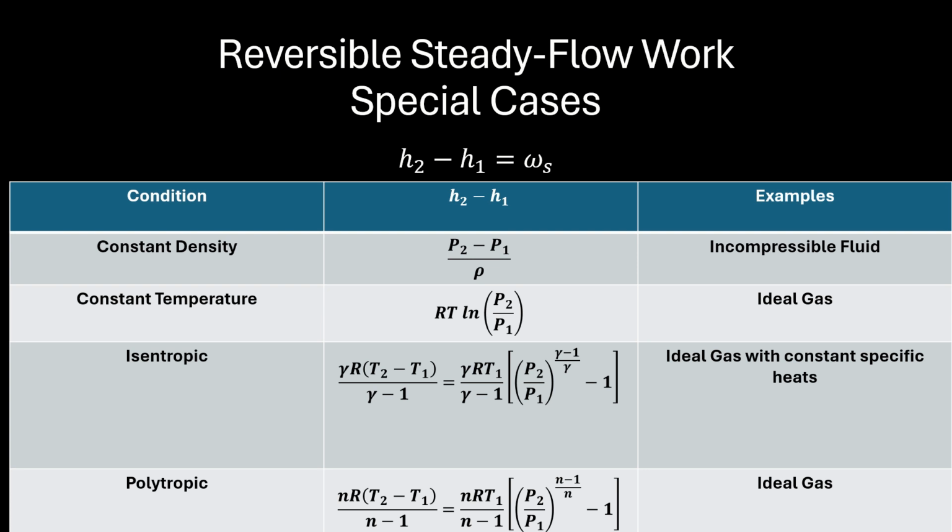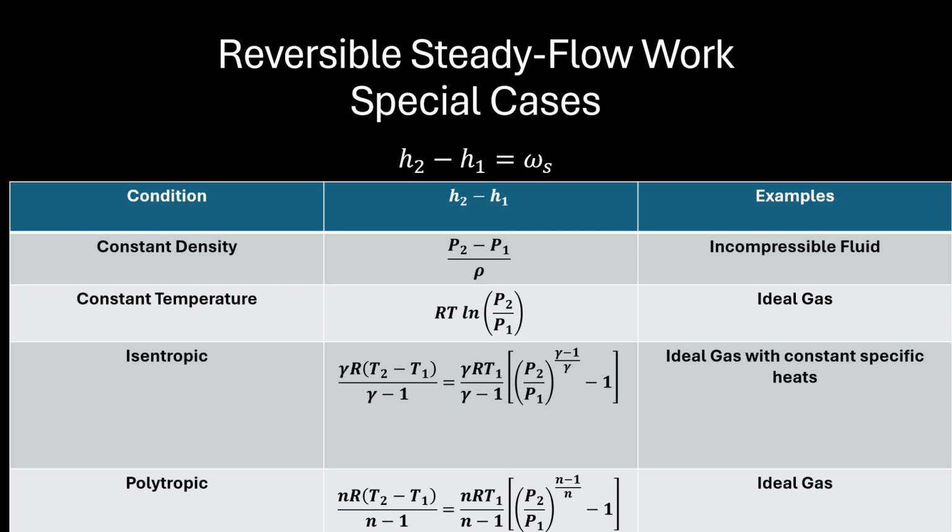let's say you only have the initial temperature, but you have both pressures at the beginning and the end, well, then you can instead use this equation where the specific work, or the difference in specific enthalpies, is gamma times R times the initial temperature divided by gamma minus 1, all multiplied by P2 over P1, the pressures, raised to gamma minus 1 over gamma, and then all of that in the brackets minus 1.